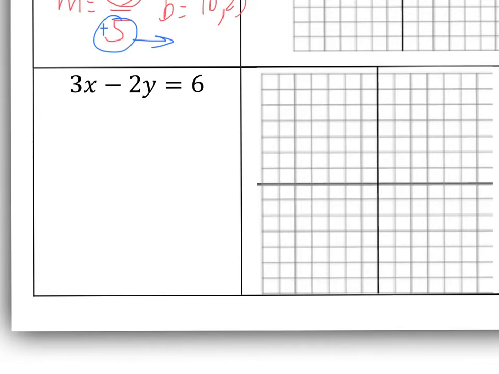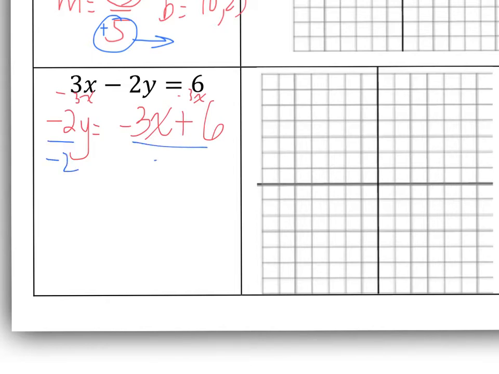Here we have another linear equation, and we need to change it to slope-intercept form. I just subtracted 3x from both sides, and then divide both sides by -2. -3 divided by -2 is just 3/2 x, positive 6 divided by -2 is -3. My slope is 3/2.